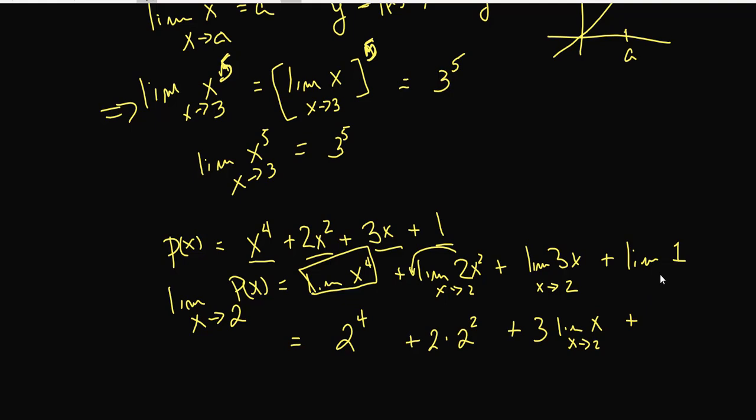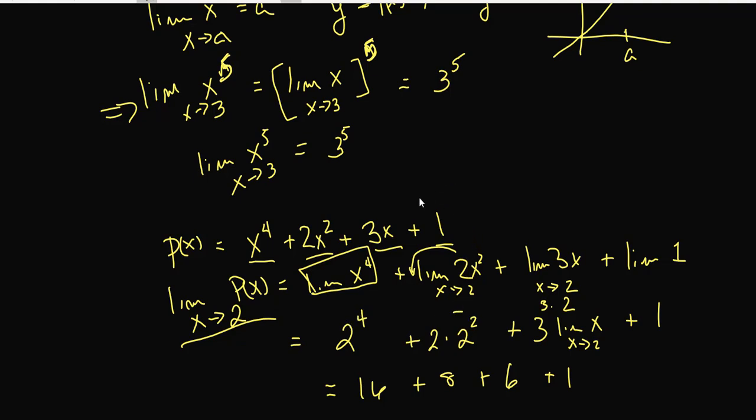And then here, this is the limit of a constant. That's just going to be the constant. So this is going to be what? This is going to be 3 times this thing, which is 2. So finally we just get an answer. What do we get? We get 16 plus 8 plus 6 plus 1. So whatever that is, that's the answer to this question.